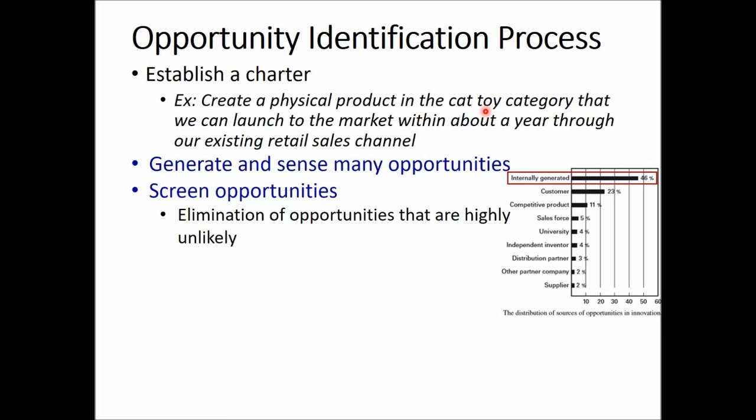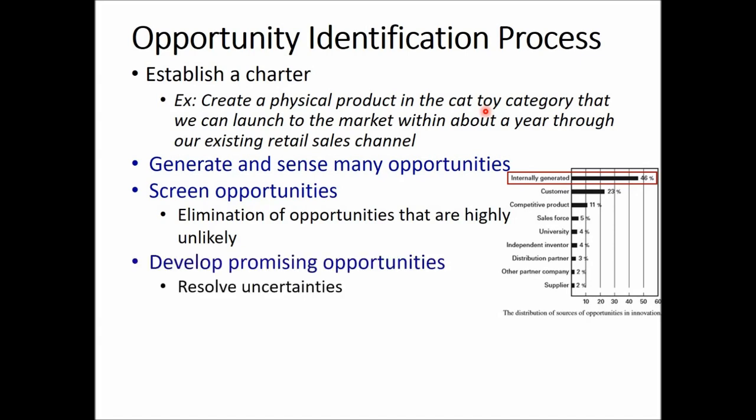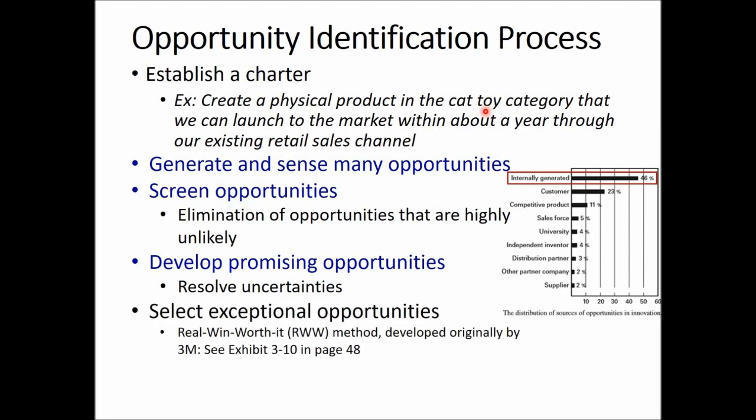Then we screen opportunities. We start with many opportunities and we try to screen. We try to eliminate opportunities which are highly unlikely, and then we try to develop some promising solutions, that is, resolving uncertainties and risks attached to the ideas. And then we select exceptional opportunities.